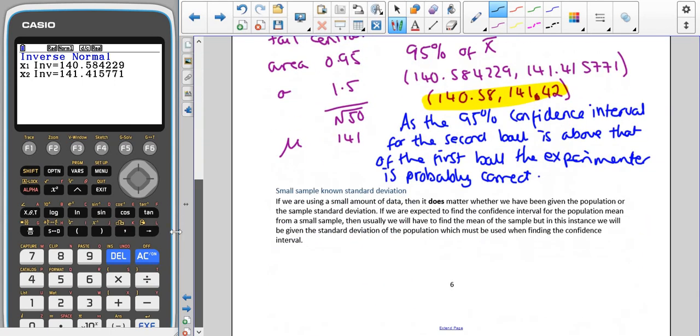So, if we are using a small amount of data, then it does matter whether we have been given the population or the sample standard deviation. If we are expected to find a confidence interval for the population mean for a small sample, then usually we will be given the mean of the sample, but in this instance we will be given the standard deviation of the population, which must be used to find the confidence interval. So sometimes we could have to find the mean, but we will be given the population standard deviation. So we'll have a look at what that looks like.